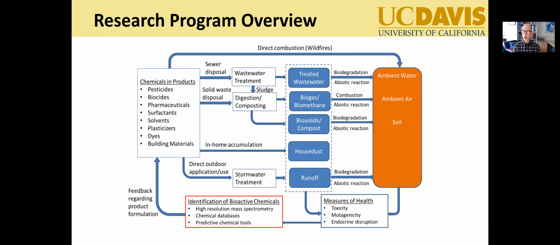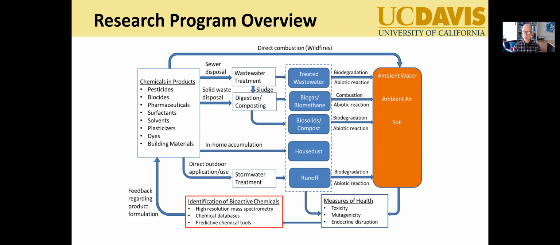They can accumulate in our houses, for example, in the dust or in the furniture, in the foam. They might be directly applied out of doors, like ant control around your home. They might burn up in a wildfire, as we'll be talking about today. Each of those pathways can enter intervening compartments like wastewater. They can be converted into biogas and biomethane, turned into biosolids or compost, and could be runoff via stormwater.